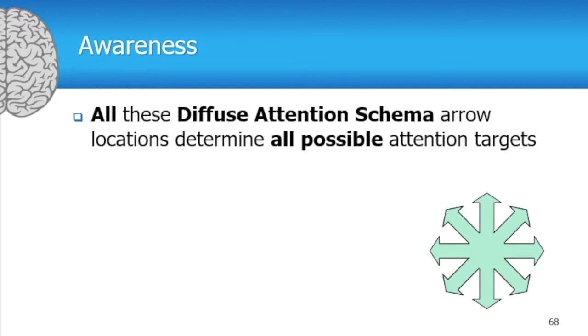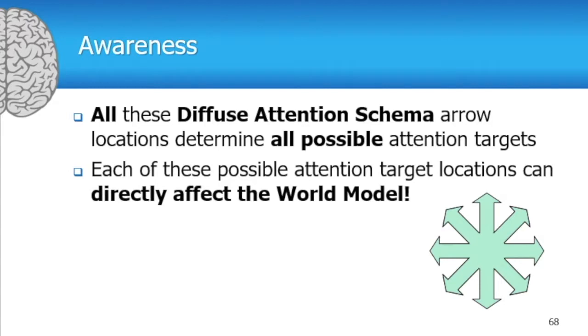There are lots of unconscious processes in the brain, so you might wonder why some brain processes are unconscious and some are available to conscious awareness. My hypothesis is that we are potentially conscious of exactly the diffuse attention schema error locations which can directly affect the current world model. Let's go through the list.